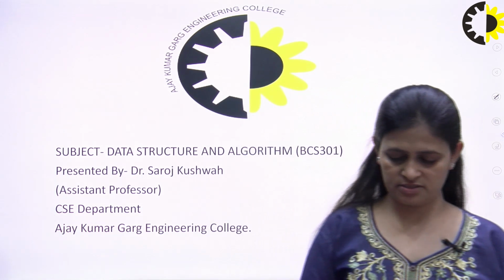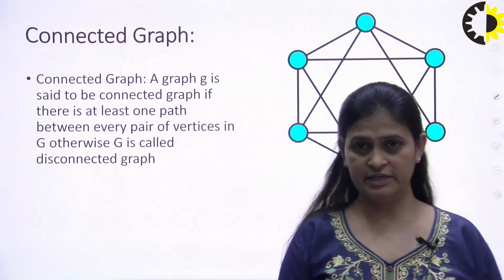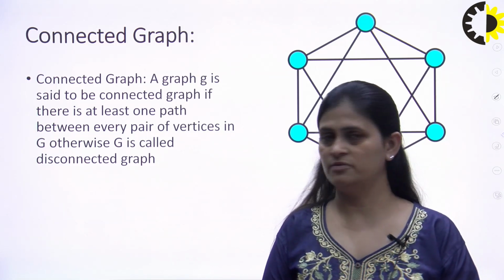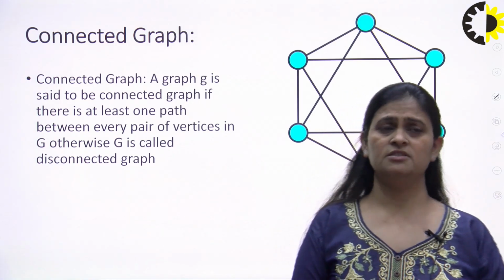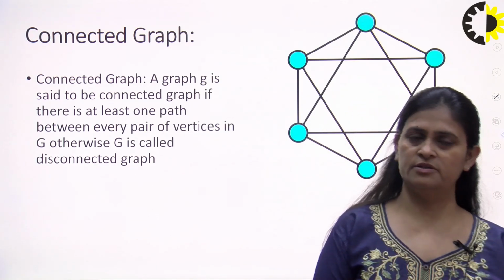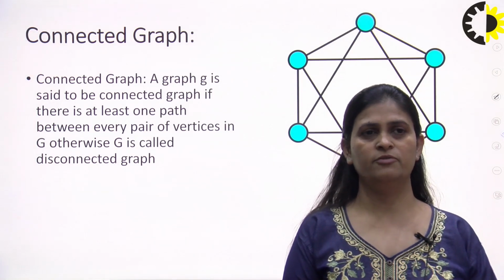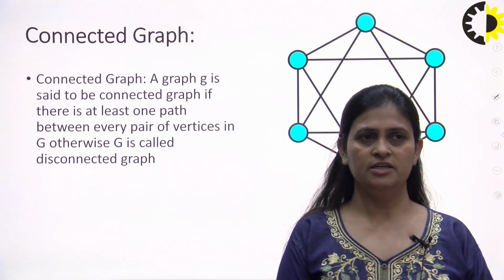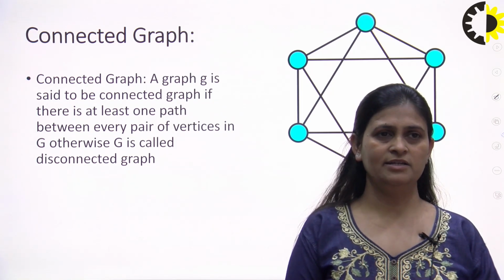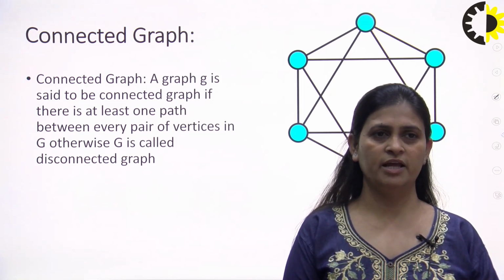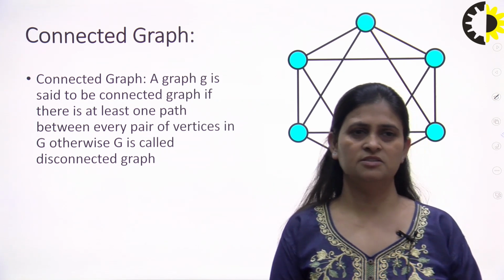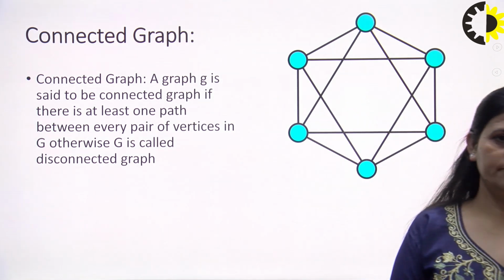Today I will discuss the remaining part of graphs, which I discussed in the previous video. First, the connected graph. This is the figure of the connected graph. A graph G is said to be a connected graph if there is at least one path between every pair of vertices in G. Otherwise, G is called a disconnected graph.